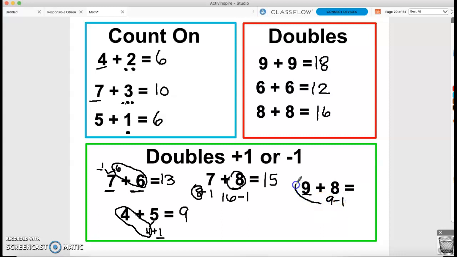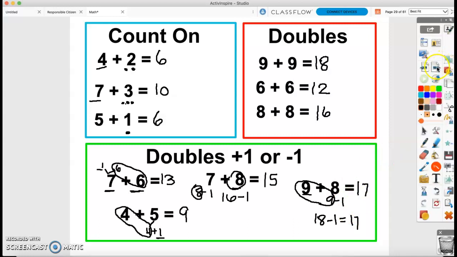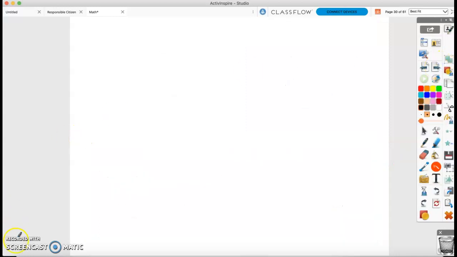So here I have my double. So I know 9 plus 9, we just figured it out, is 18. So I have 18 minus 1 equals 17. So that is how we figure out that one. Awesome job doing math today.